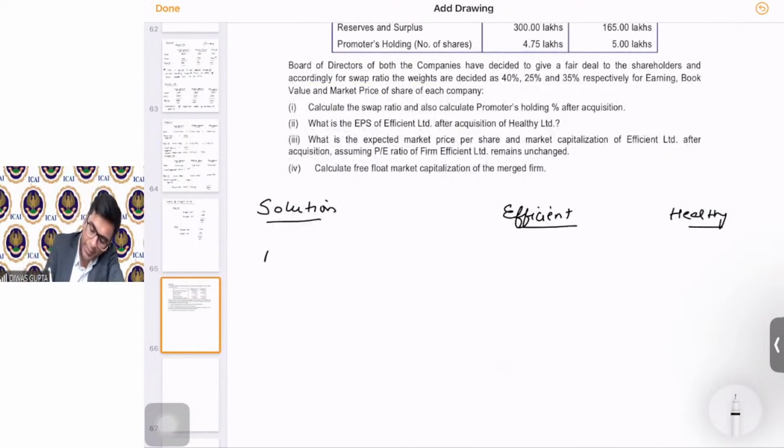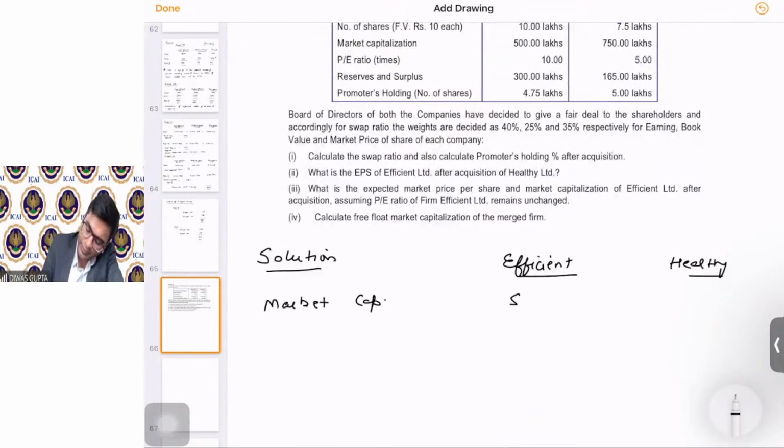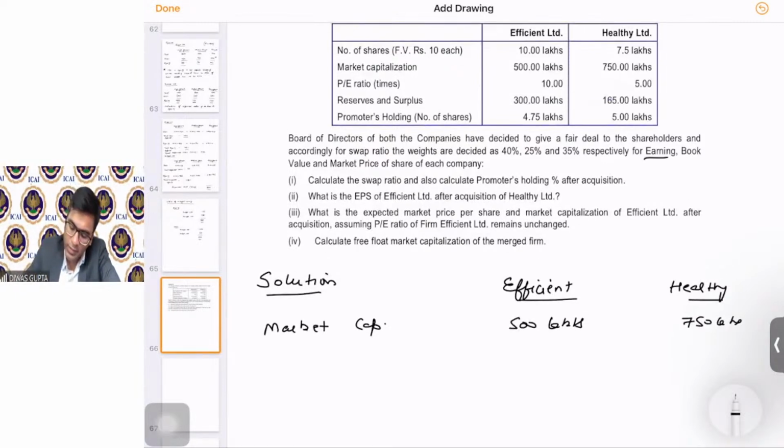So the market cap is 500 lakhs and 750 lakhs. Students, we have to organize the data in such a manner that first of all, we get earnings, book value and market price, so that we can calculate the swap ratio for all these three things. The number of shares is given as 10 lakhs and 7.5 lakhs.